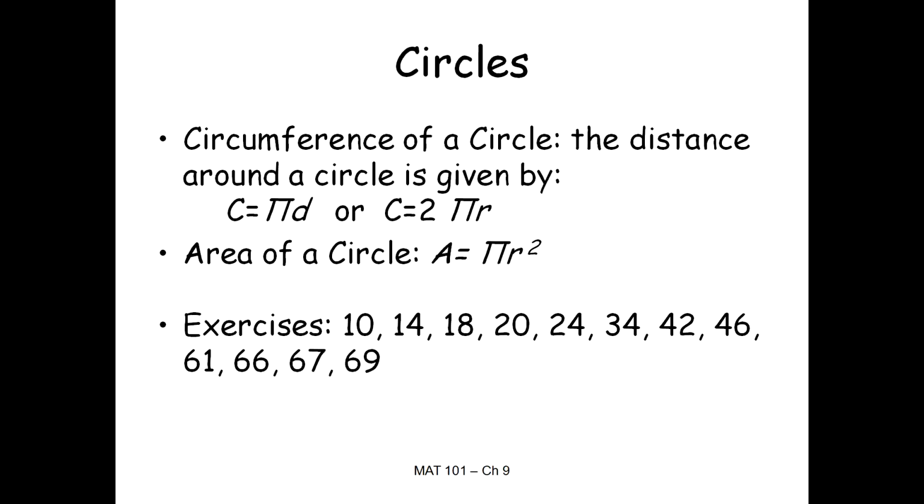We had talked previously about circles, and the circumference of a circle is basically the perimeter of a circle. It's a linear measurement around the outside of a circle. It's given by either of these formulas. The circumference, C equals pi times d, or C equals 2 times pi times the radius. The radius is just half of the diameter of a circle. And the area of a circle is given by pi times the radius squared, pi r squared. So let's look at some exercises illustrating area.